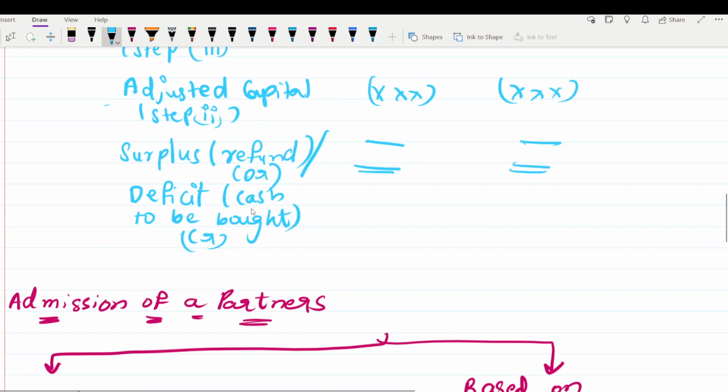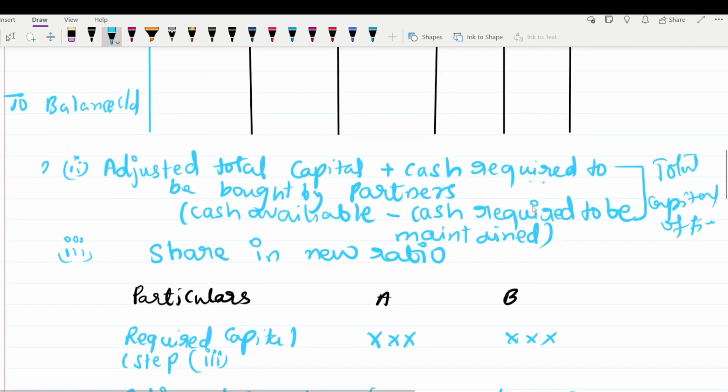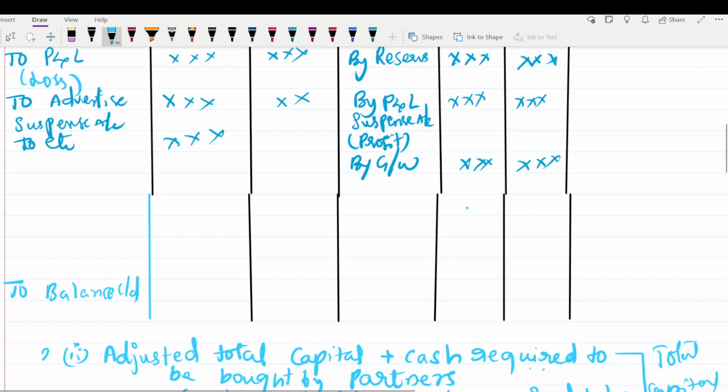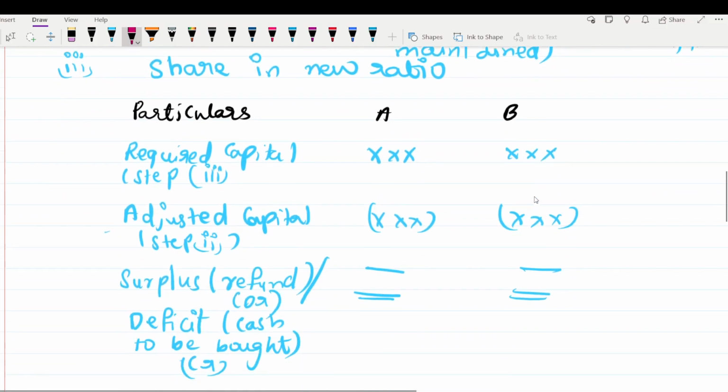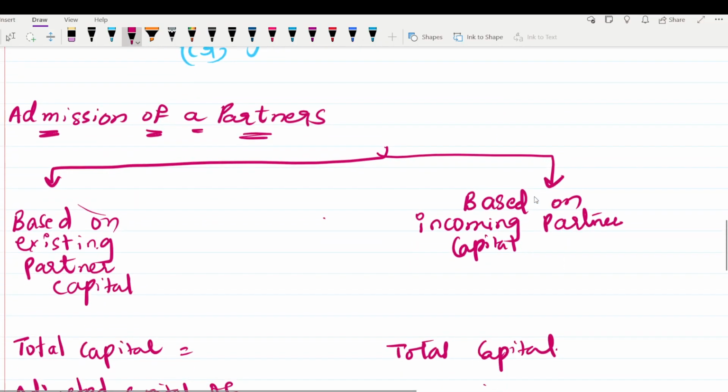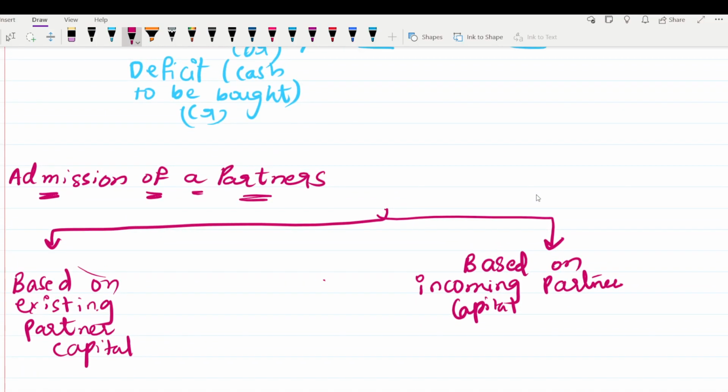Then if there is any surplus, please refund it, which means you should write on the debit side 'to bank account'. This is paying to them. If they need to bring in cash, then you have to write 'by bank account' and the amount in that particular partner's capital account. After you complete this, if you total this side and that side, your totals should match completely. This is in the case of a change in PSR.